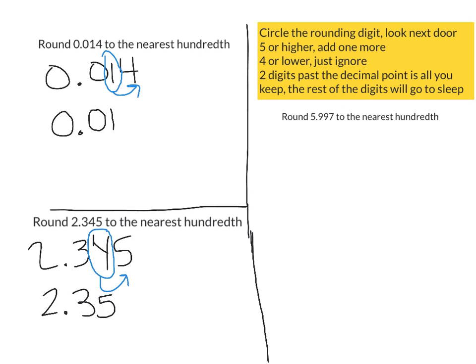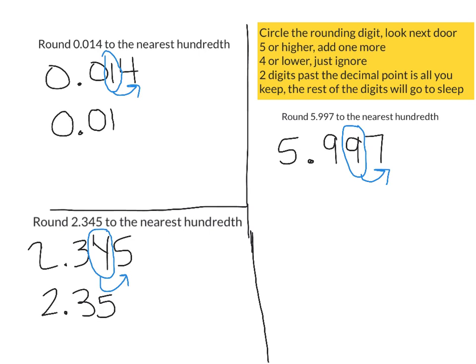For our final example, we have 5 and 997 thousandths, and we're trying to round that to the nearest hundredth. So we're going to circle our rounding digit. We have a 9 in the hundredths place this time. We're going to look next door. We have a 7. A 7 is 5 or higher, which means we need to add 1 more.